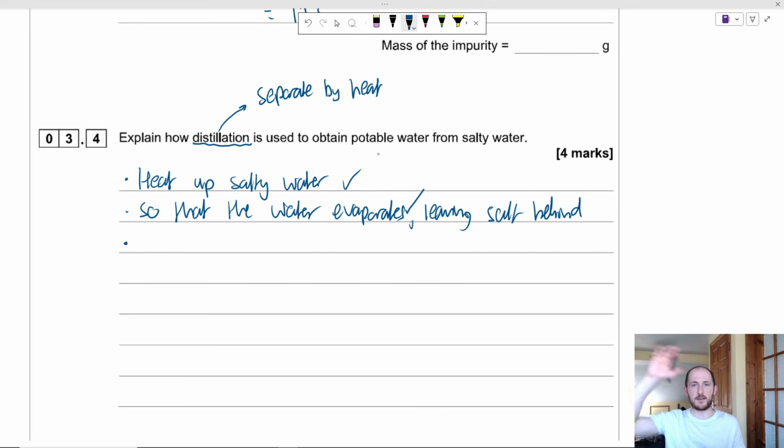Then what you do is, now you have this vapor and you have the salt, you need to cool down the vapor again in order to get drinking water. So then you cool down the vapor, which condenses to form water.